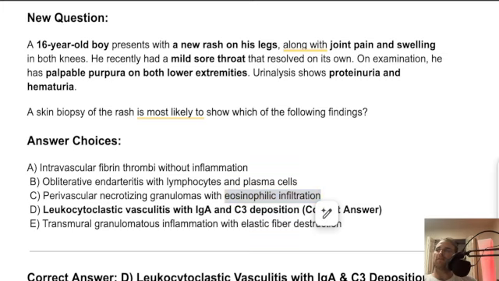Transmural granulomatous inflammation with elastic fiber destruction. That would be your giant cell arteritis. And that is a medium to large vessel vasculitis. I like it because it's giant cell, affecting the older adults with headache and vision loss. And IgA vasculitis affects the small vessels. Transmural granulomatous inflammation with elastic fiber destruction, that's going to be your medium vessel or large vessel vasculitis.